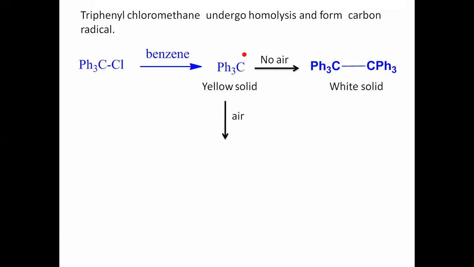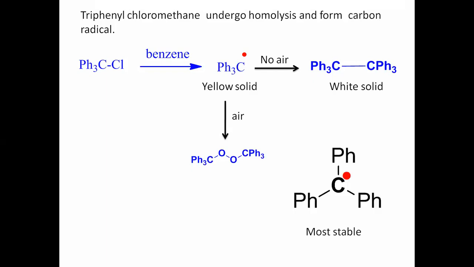If there is air, if we are heating this triphenyl methyl chloride in benzene in the presence of air, it will form a peroxide, meaning the insertion of oxygen takes place. And what is the reason oxygen is highly reactive? Because oxygen is paramagnetic in nature. Oxygen is paramagnetic in nature. Therefore, it easily reacts with many types of reactive species.